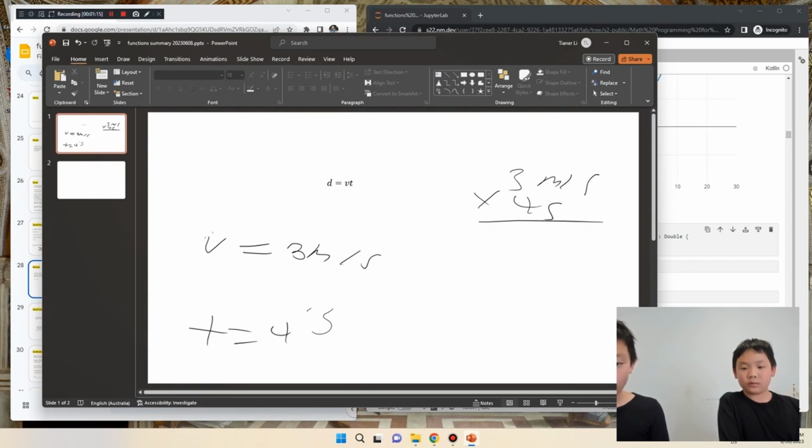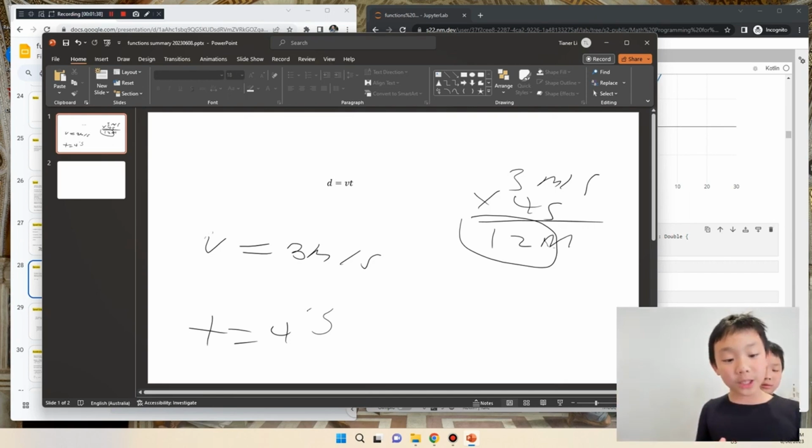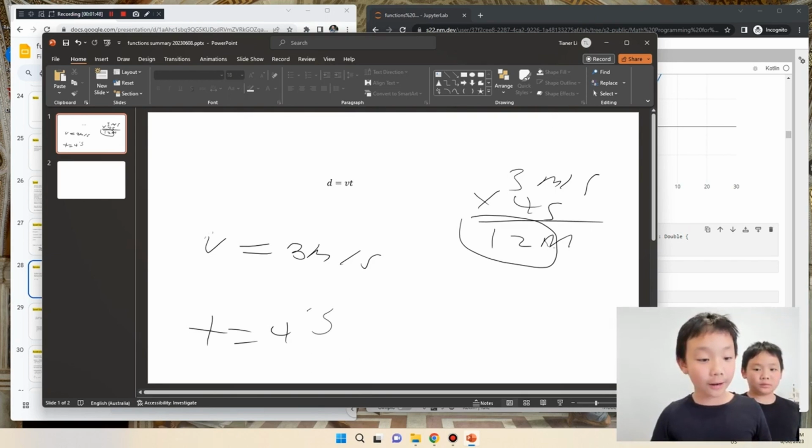Now, meters per second times seconds. So the two s's cancel each other out and we actually get meters. And then 3 times 4 is 12. So that's your answer. If the velocity is 3 meters per second and he traveled for 4 seconds at 3 meters per second, he traveled 12 meters in total. And that's how you get the distance.